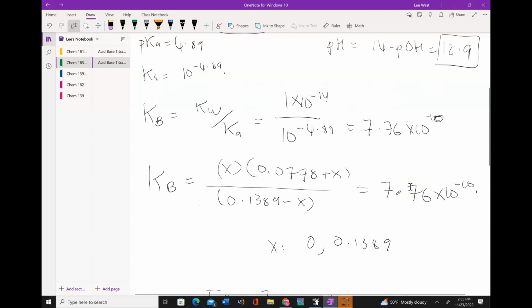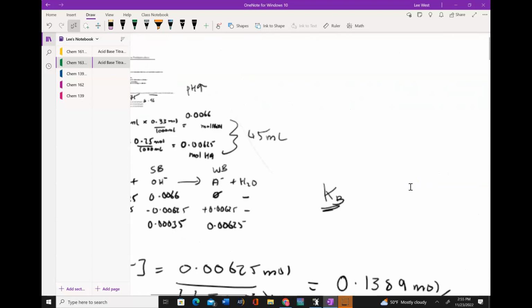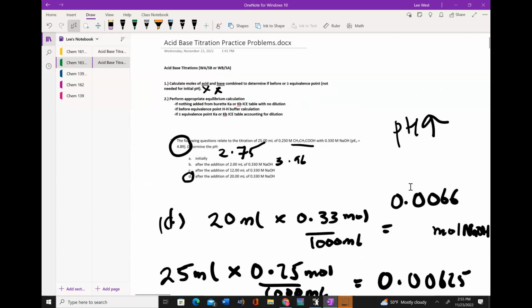Okay, so I know there's a lot going on there. Run through this again. First thing we do, calculate the moles of the acid and the moles of the base that we're combining and decide whether we are before or at or after the equivalence point. If we're before the equivalence point, we're going to do Henderson-Hasselbalch. If we are at or after the equivalence point, we're going to do an ICE table taking into account the dilution. So that's really it.